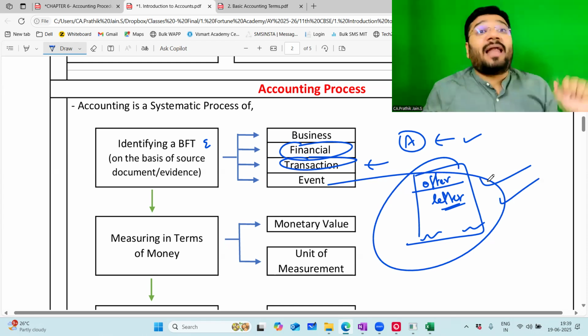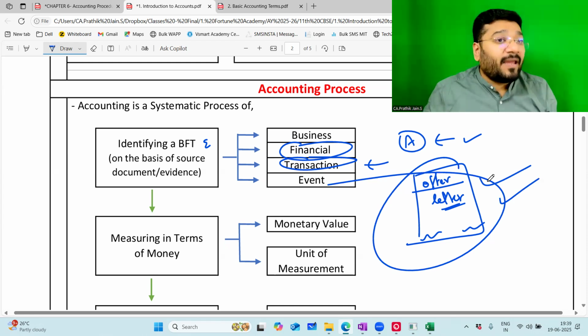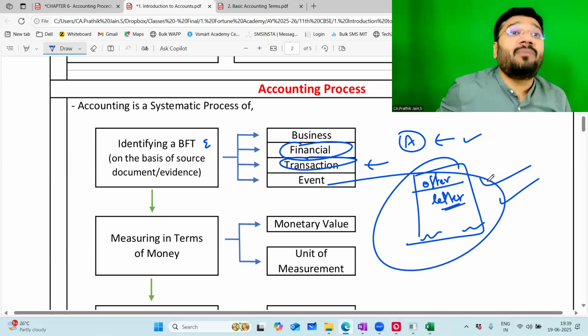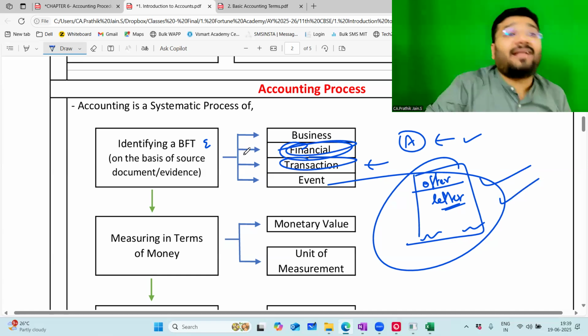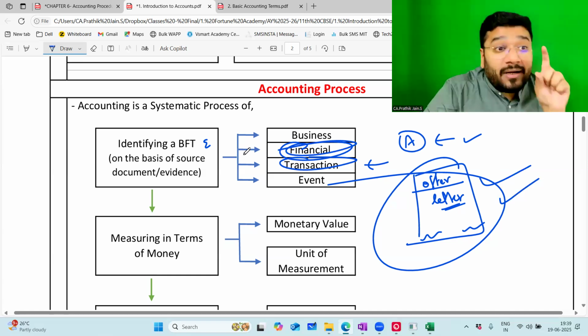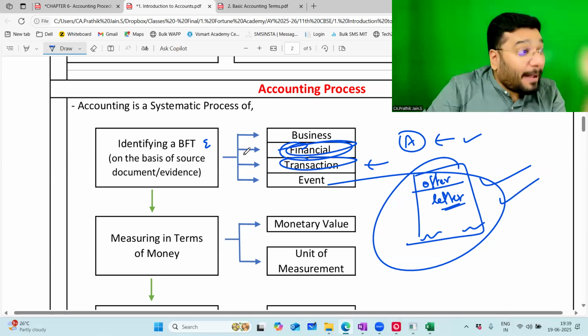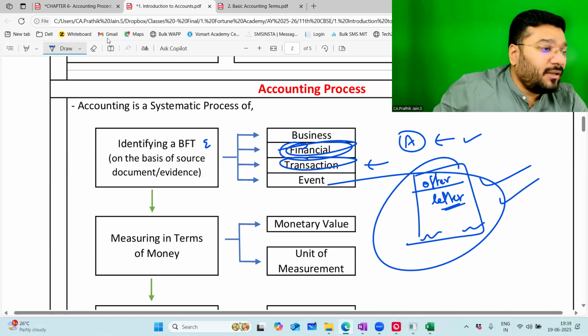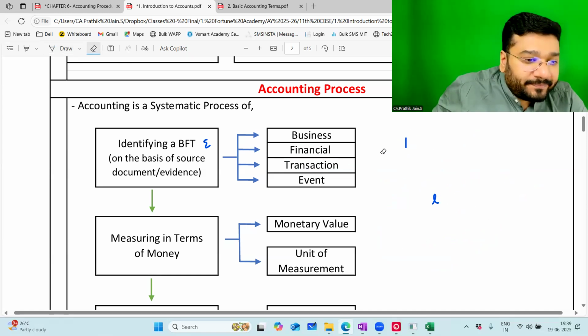So every transaction that happens between the business and a third party is not captured in the books of accounts. I am in search of which transaction? A financial transaction. That transaction has got some monetary value attached to it. That is what I'll record in my books of accounts. That is what I'll capture in my books of accounts. Okay, not okay? Online people, okay, not okay? Okay, sir.